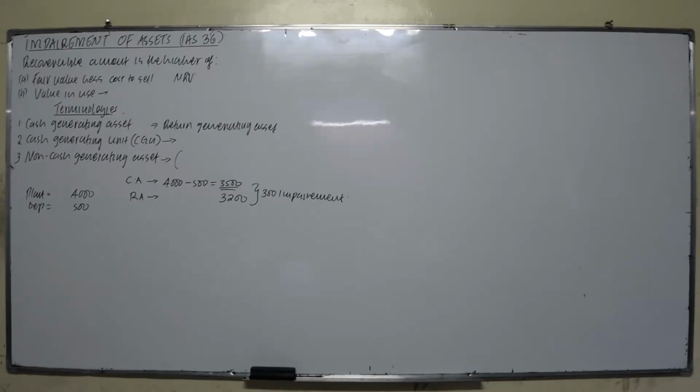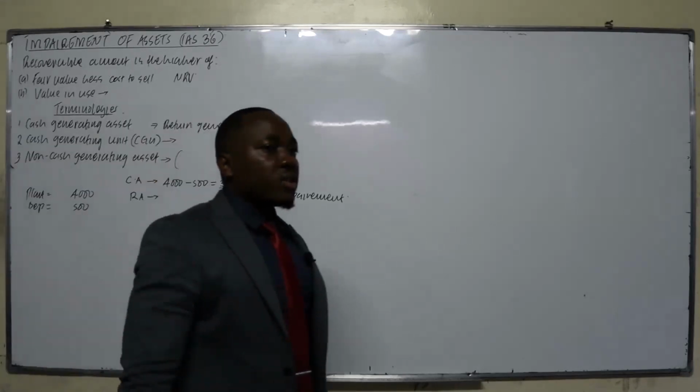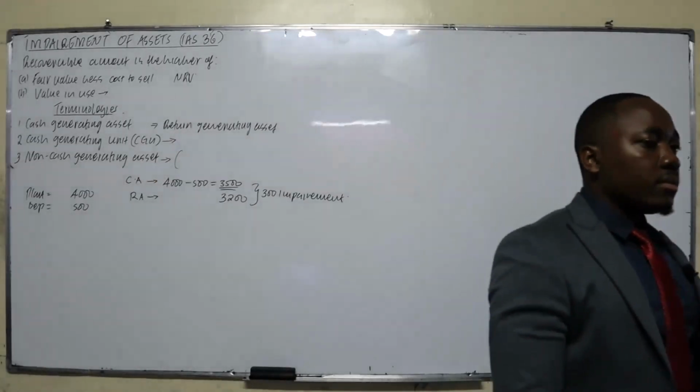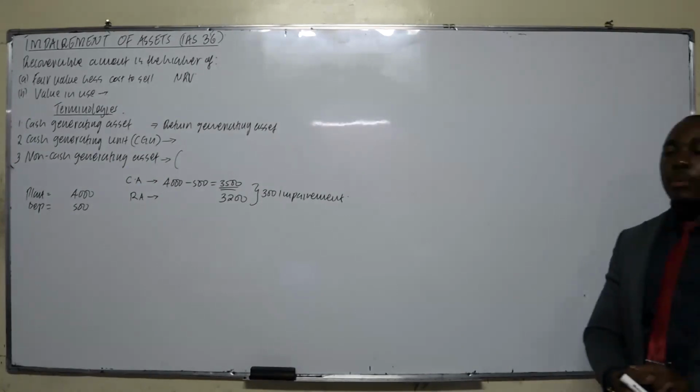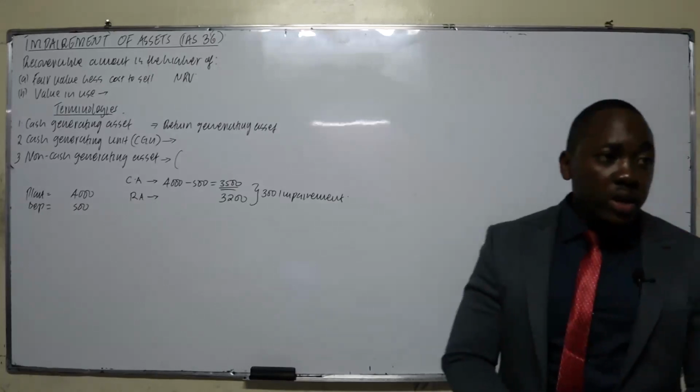Now let's look at indicators of impairment loss. When assessing for impairment, or doing an impairment test, how do you recognize that an asset might be impaired? Let's start with external indicators. Number one, reduction in market value.